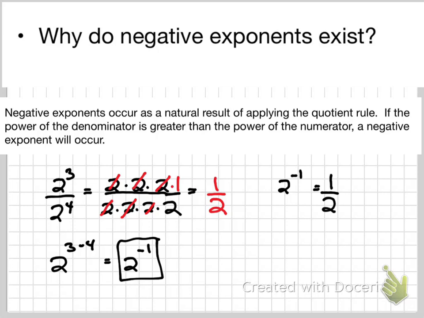Another way to think about this is 1 over 2 to the first power. And so this is the general idea or concept behind negative exponents. So if I have 2 to the negative first power, that's going to become 1 over 2 to the positive first power. So again, the reason negative exponents exist is because they are a natural result of applying the quotient rule. So let's look at the next question.